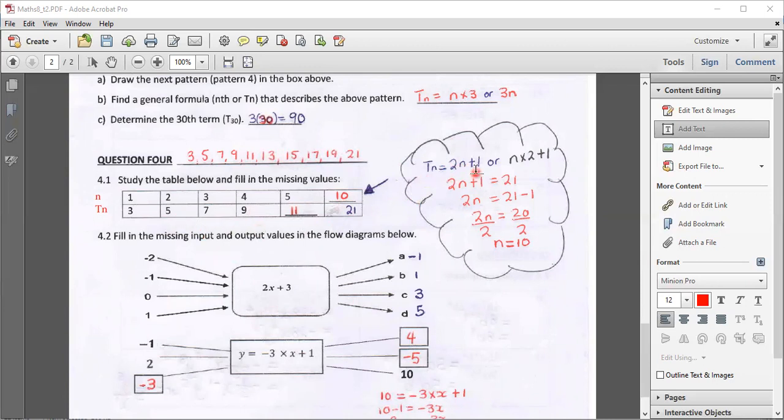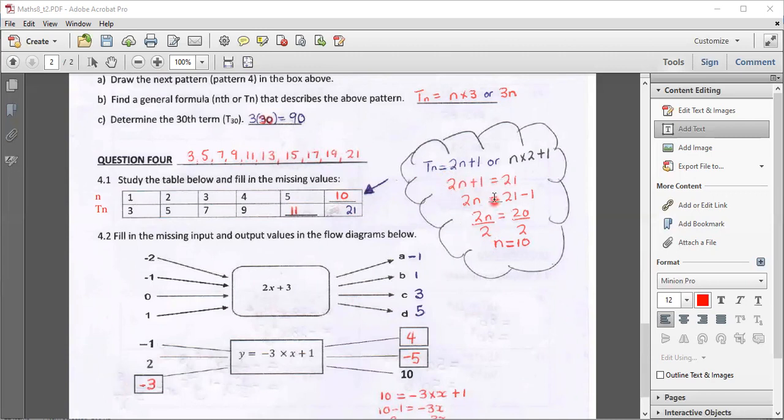Now, if you know that this is the rule, then you can use this method to work out the answer for this position, because it means we need the n value. So if 2n plus 1 is equal to 21, then how do you work out what n is? That means what number, 2 times what number plus 1, will give you 21. So it's 2 times 10. 2 times 10 plus 1 will give you 21.